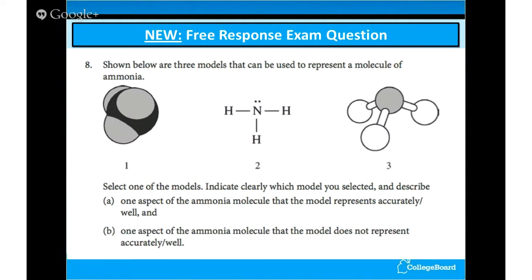Okay, so this one is shorter than the first one, reading level-wise. But what about this question? I mean, what do you see as the main difference between this question and the past free response question in chemistry? Anything that you might know?